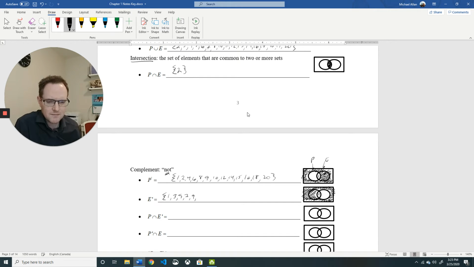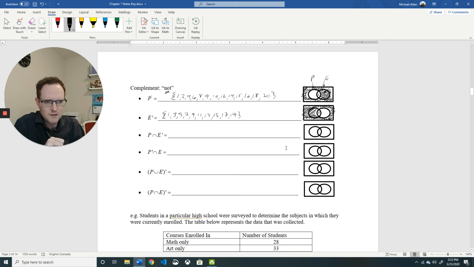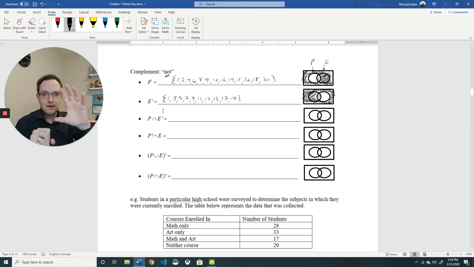7, 9, 11, 13, 15, 17, 19. I think that's all the numbers there. Okay. Now it's going to get a little bit trickier as we go, because we're going to start adding in kind of intersections between certain things.